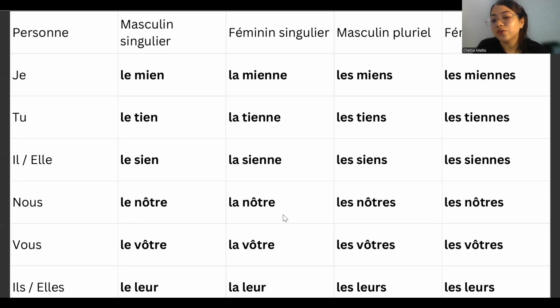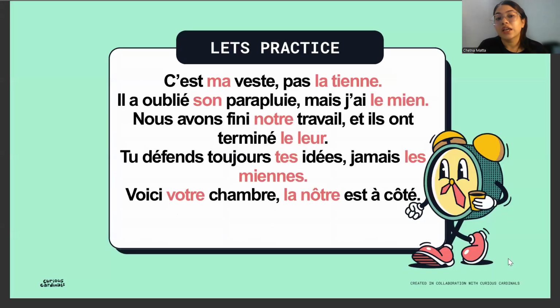Le nôtre, la nôtre, les nôtres, les nôtres. The vous one is very similar: le vôtre, la vôtre, les vôtres, and les vôtres. At the end, we have le leur, la leur, les leurs, and les leurs. Let's see how we use them. So basically, let's see the difference between both of them.